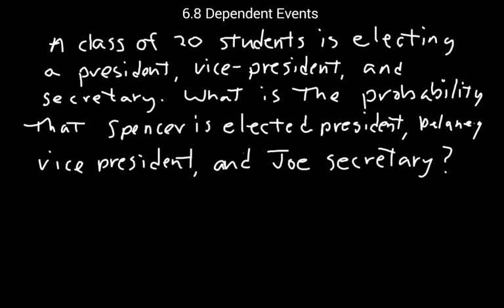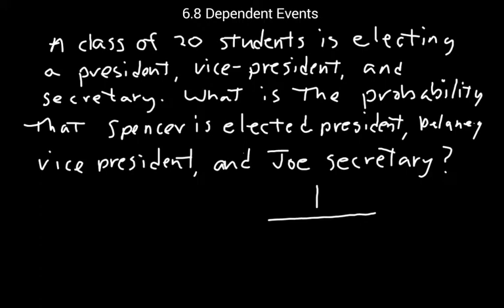A class of 20 students is electing a president, vice president, and secretary. What is the probability that Spencer is elected president, Delaney vice president, and Joe secretary? So there are 20 possibilities to pick from for president. Then there would be 19 left for vice president and 18 left that could be the secretary. But there's only one way, of all the possible ways, that would be Spencer president, Delaney vice president, and Joe secretary.